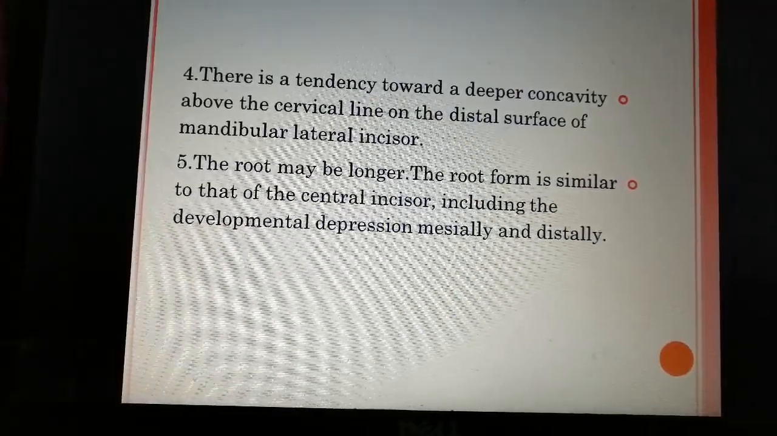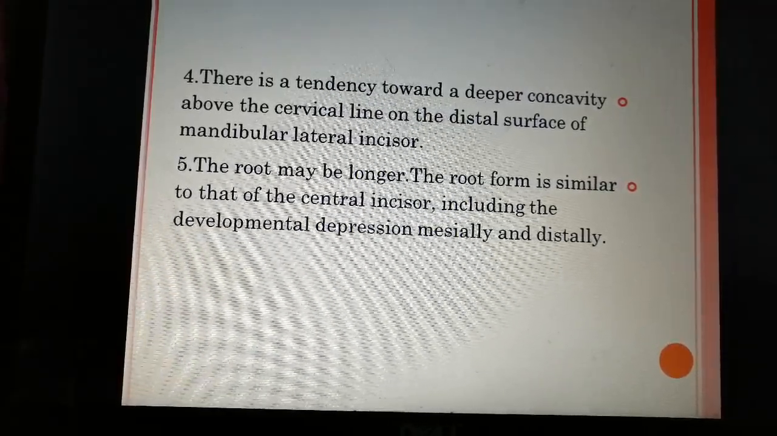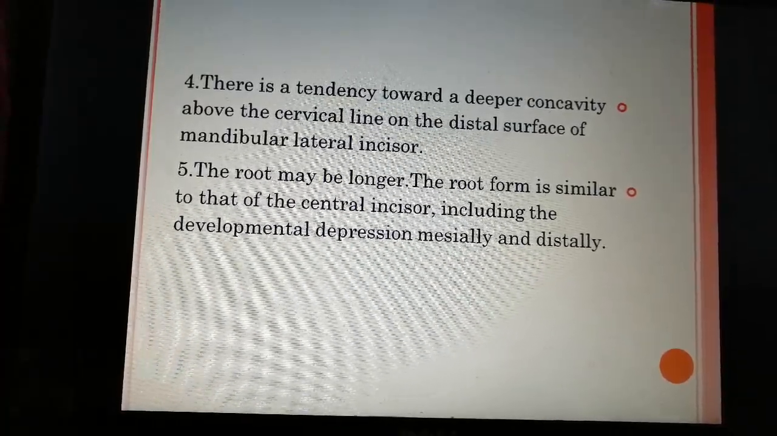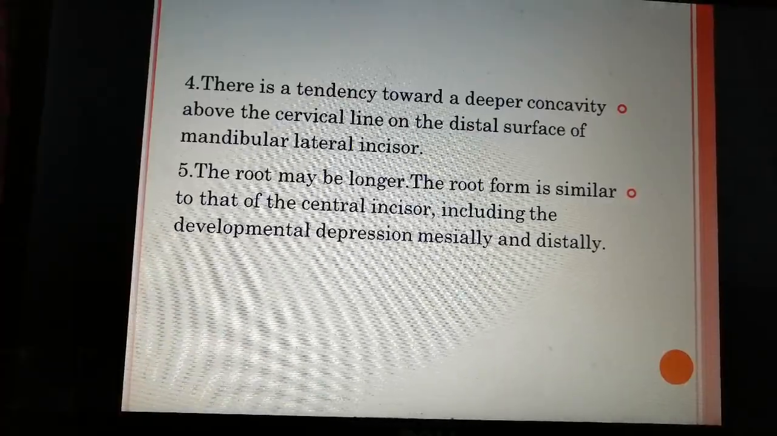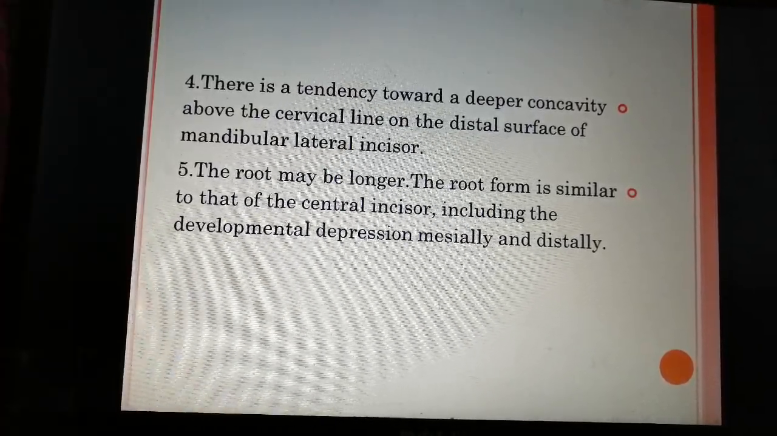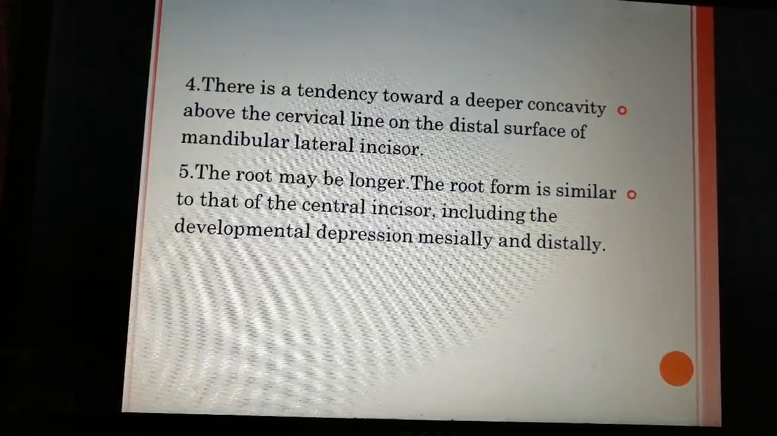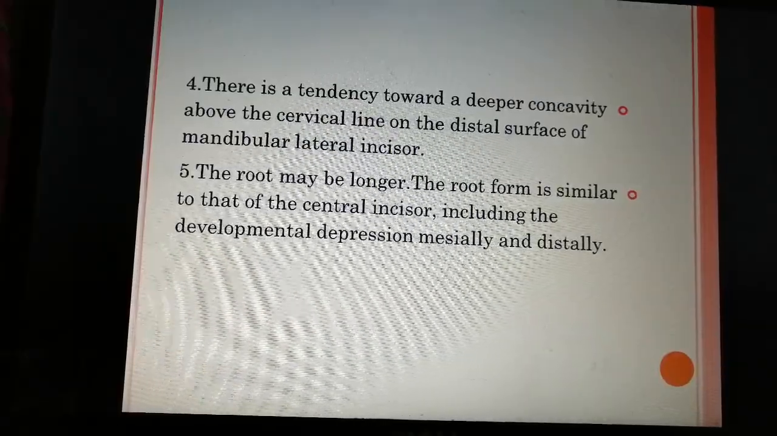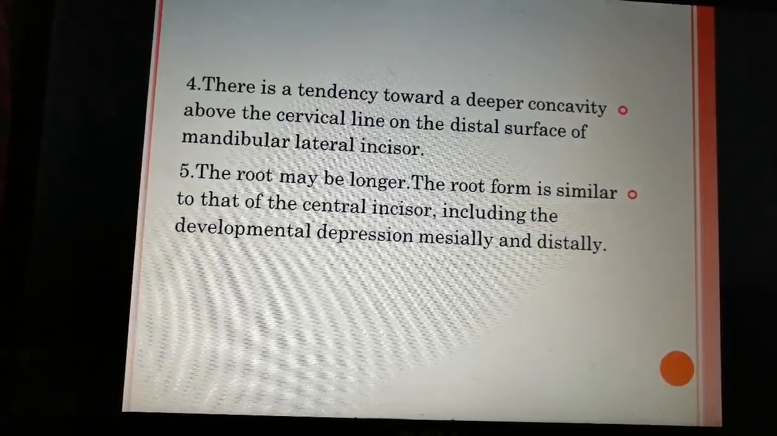Number 5, the root may be longer. The root form is similar to that of the central incisor, including the developmental depression mesially and distally.